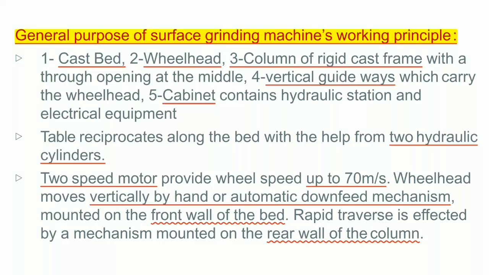Table reciprocates along the bed with the help of 2 hydraulic cylinders. A 2-speed motor provides wheel speed up to 70 meters per second. Wheel head moves vertically by hand or automatic down feed mechanism mounted on the front wall of the bed. Rapid traverse is effected by a mechanism mounted on the rear wall of the column.